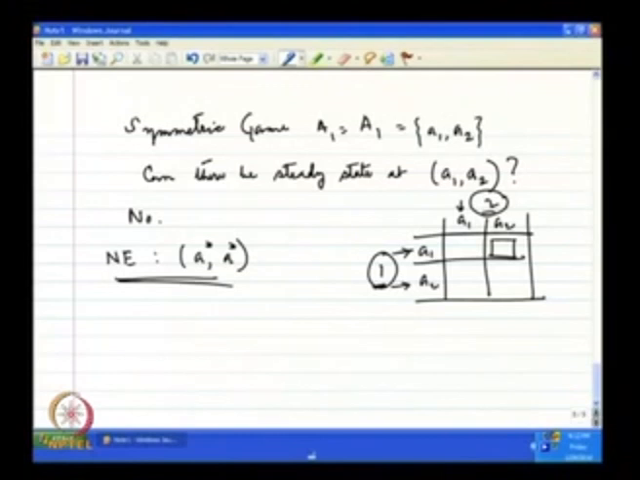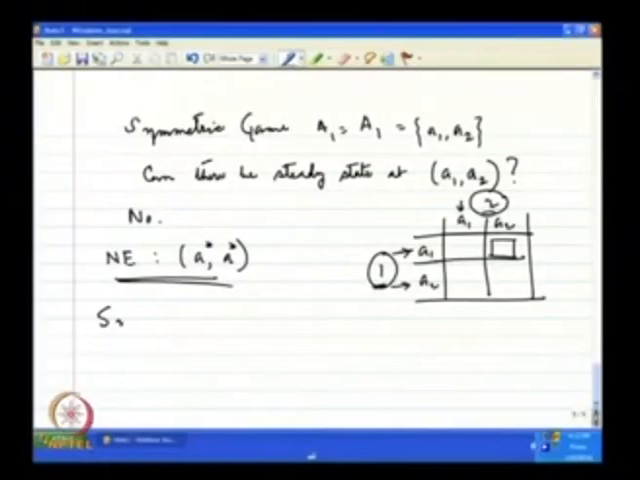So that is it. But this kind of Nash equilibrium, where each player is playing the same action in the Nash equilibrium, is often called a symmetric Nash equilibrium with some additional qualification.